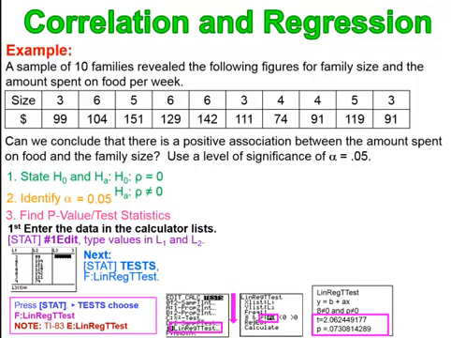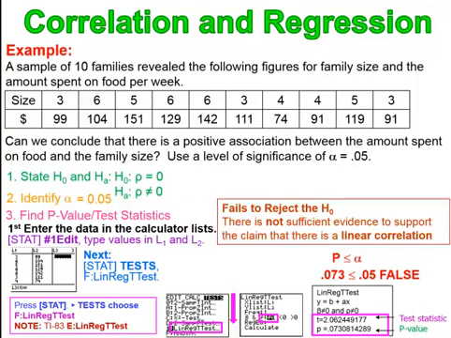So we have our test statistic, that t-value, and you have your p-value. In this case, the test statistic is 2.062, and our p-value is 0.073. So you see here, when we test whether 0.073 is less than or equal to 0.05, it's a false statement. Because it's a false statement, we fail to reject the null. And if we fail to reject the null, there is not significant evidence to support the claim that there is a linear correlation.